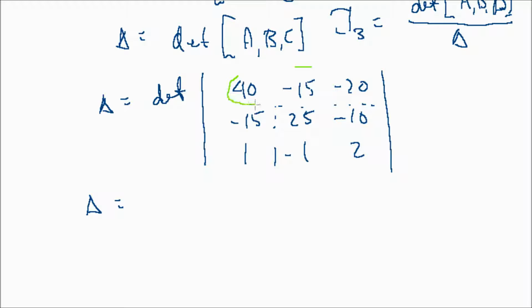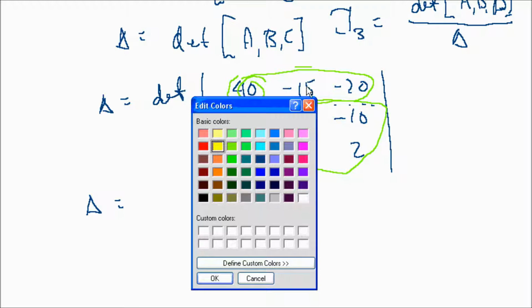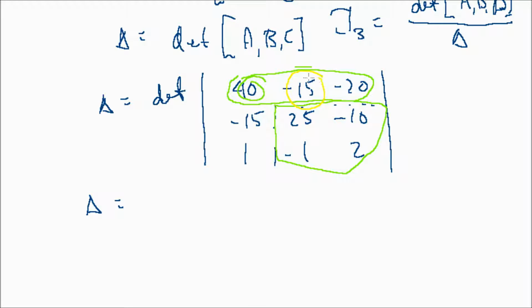We're going to choose this column, or this row, to make our determinant. So it's going to be 40 times this one right here, that one, 40 times that one, and then 15 by these two, and then 20 by these. Alright, so it's going to be plus minus plus.